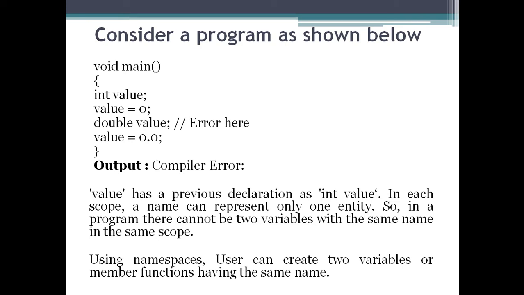The user can create two variables or member functions with the same name, as in the previous example where value is the same, and assign them to two different data types, or to two different functions, right? So by using the namespace concept, the user is allowed to use a common name. That is one advantage of namespace.